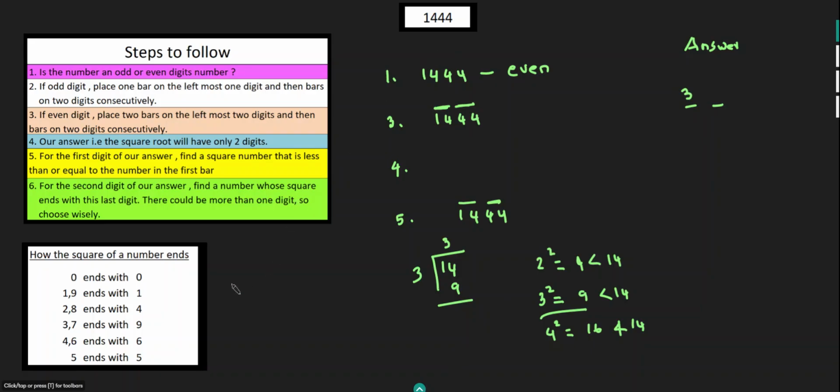Now let's do step 6. In step 6, we have to find the second digit of our answer. For that, we look at the last digit of our given number, and this is 4. From the table, we know that the square of numbers which end with either 2 or 8 end with 4. So it's going to be either 2 or 8, which means our answer is going to be either 32 or 38. But how do we decide whether it is 32 or 38?